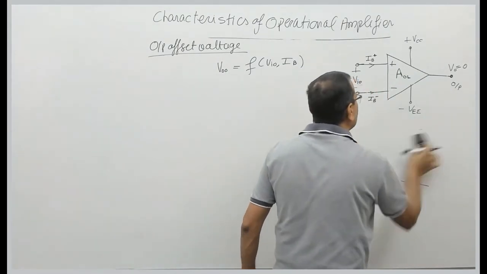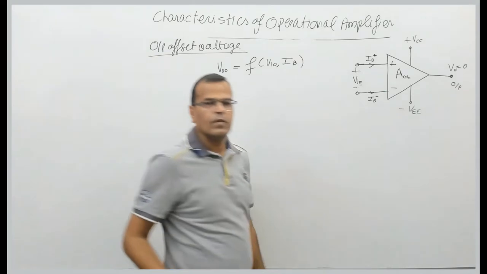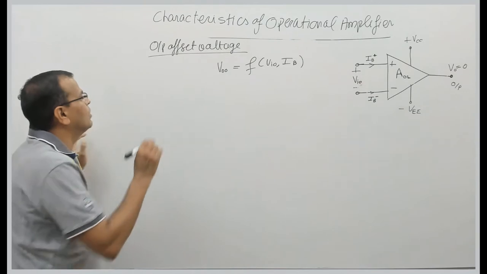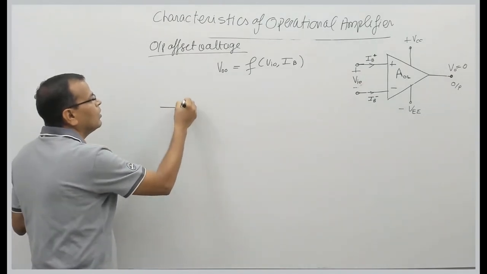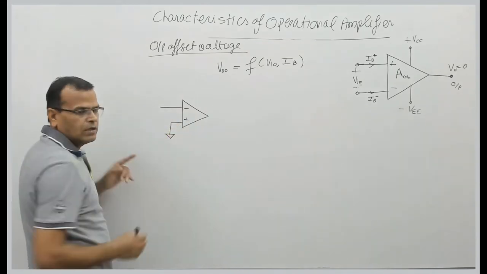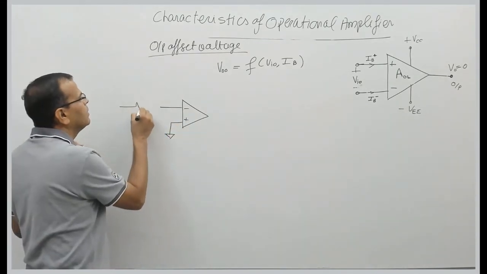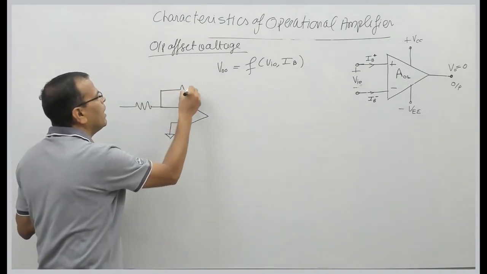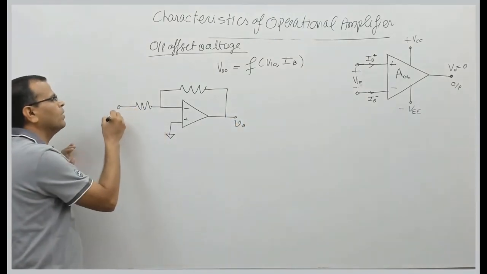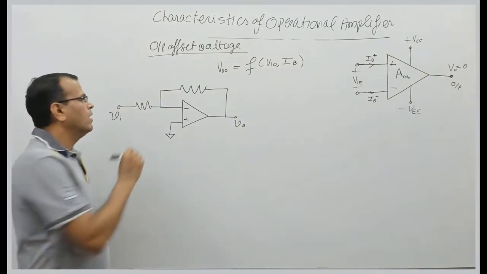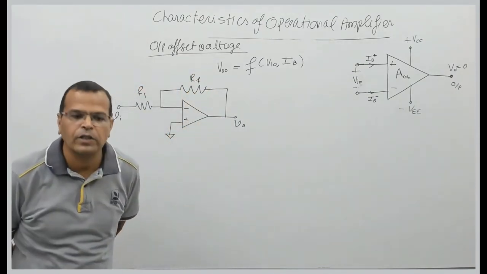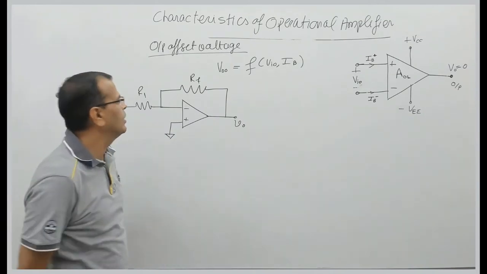So there are two possible circuits. What are the circuits? First I will be talking about the inverting amplifier. What is that inverting amplifier? In an inverting amplifier, the non-inverting terminal is grounded and we have a closed loop like this. Fine. This is called inverting amplifier, or it is also called inverting configuration.